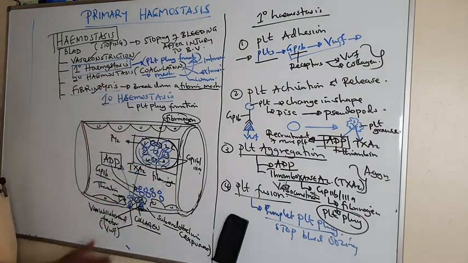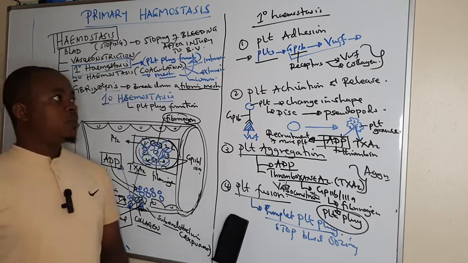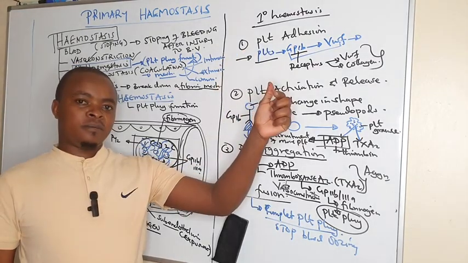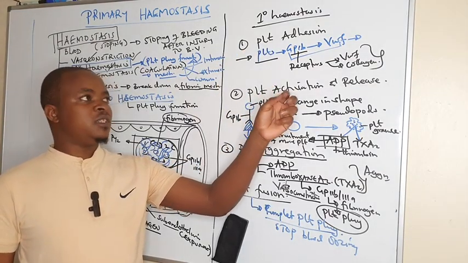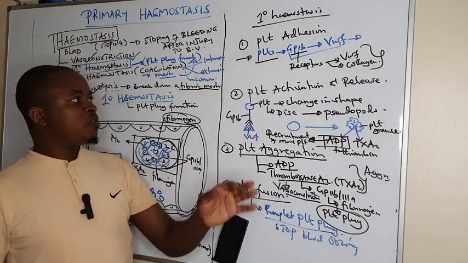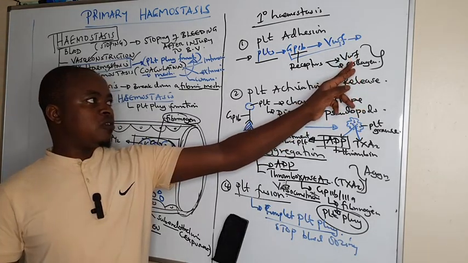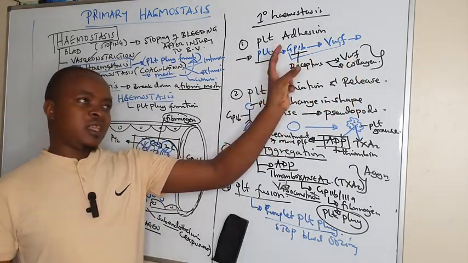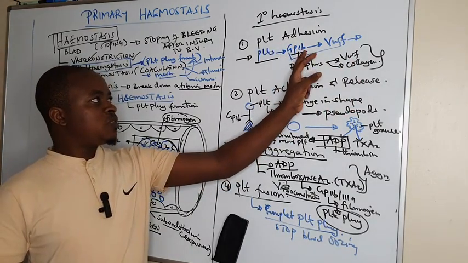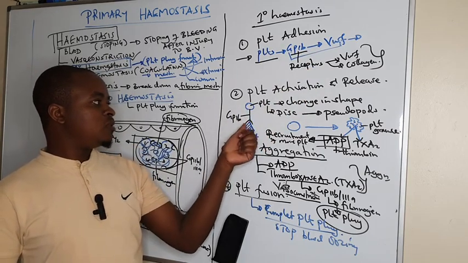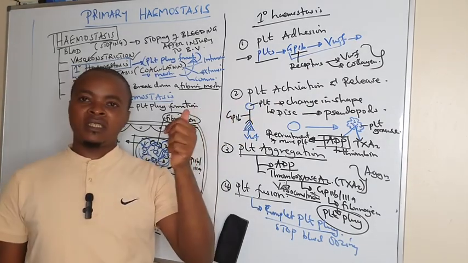So these are the steps we can talk about under primary hemostasis, whereby we have seen that it starts with the platelet adhesion due to injury. When the endothelium of the blood vessel is injured, it exposes von Willebrand factor together with the collagen. And the platelets, when they reach the injured site, expose glycoprotein 1b, which they use to bind on the von Willebrand factor. And here that is what we call platelet adhesion.